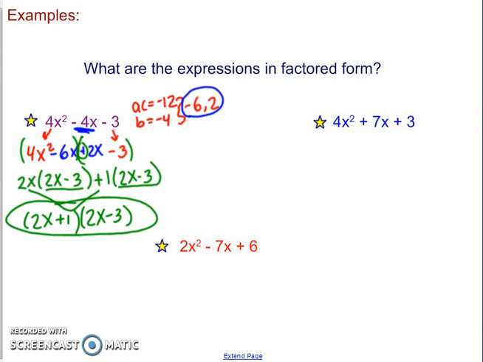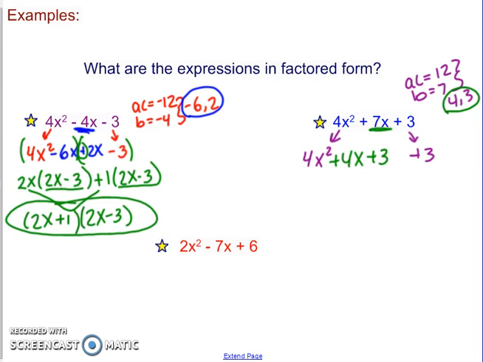Okay, so next one, a times c, 4 times 3 is 12. Our b is 7. So it multiplies to 12 and adds to 7. We're going to use 4 and 3. So 4x squared comes down, 3 comes down. I'm going to rewrite the 7x using 4x and 3x.